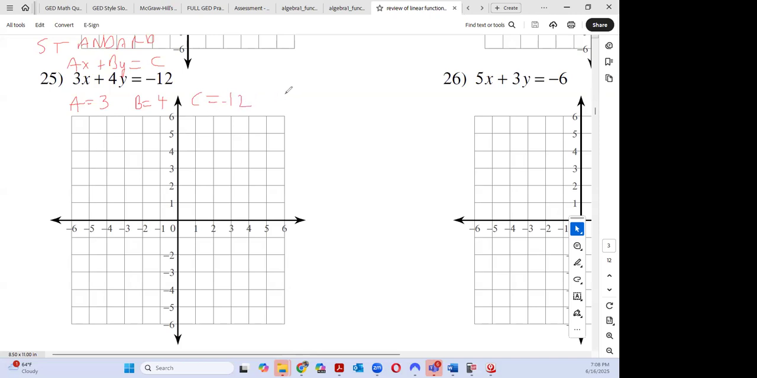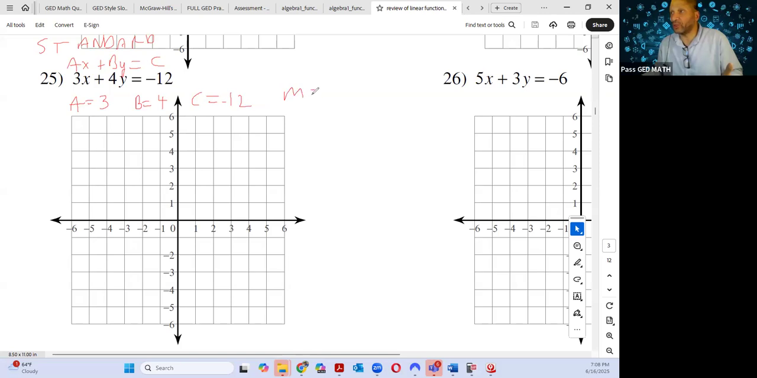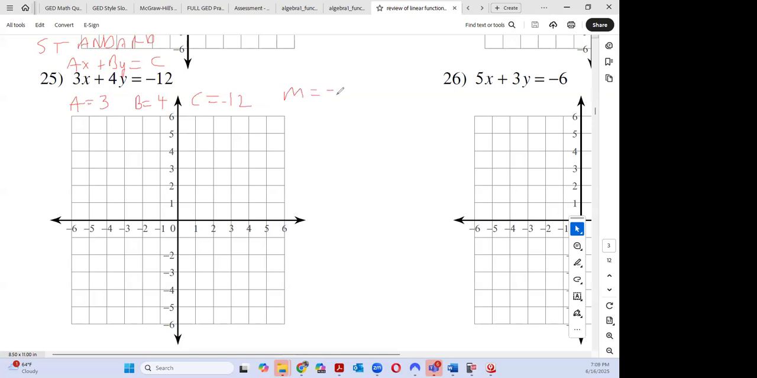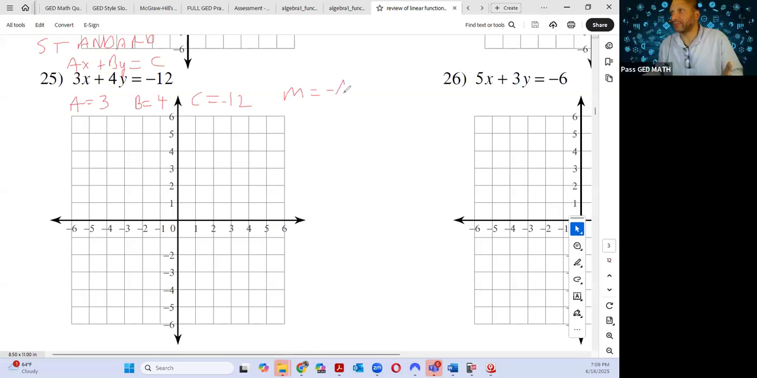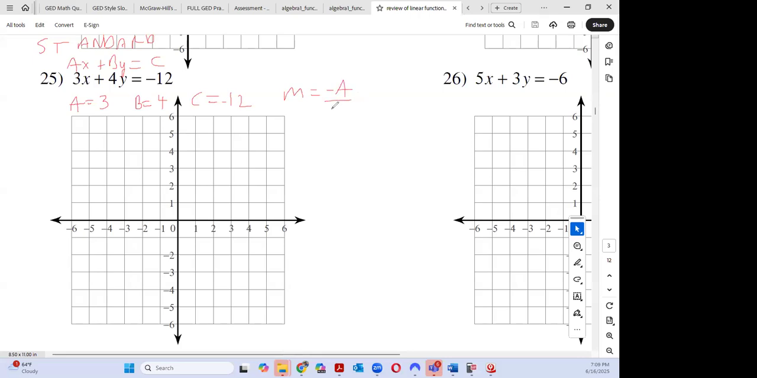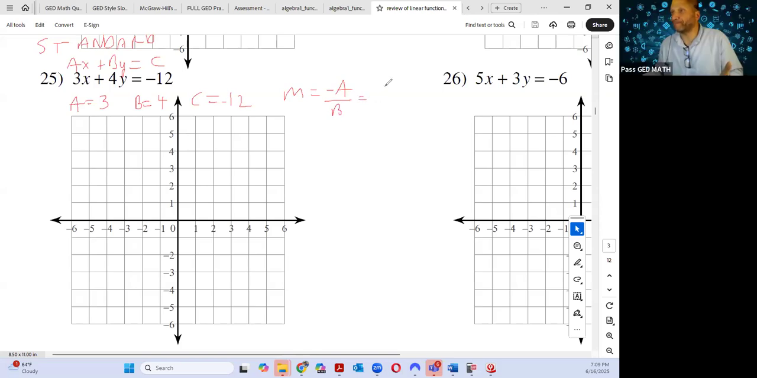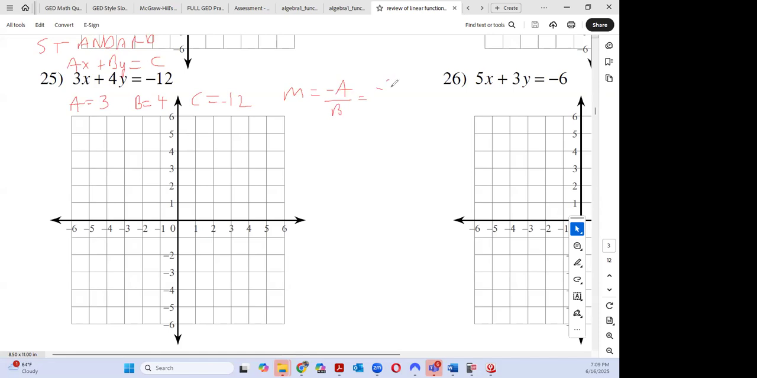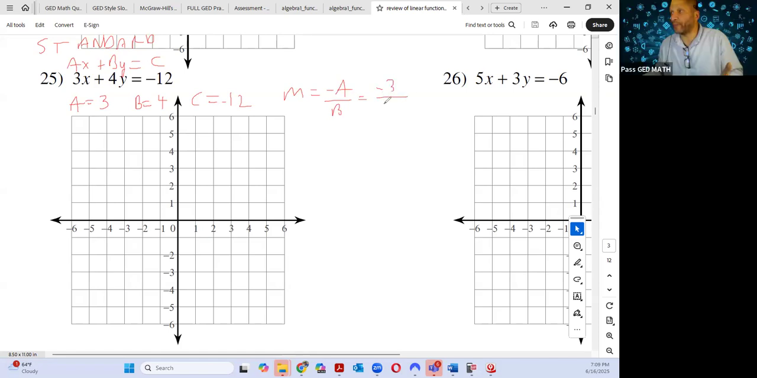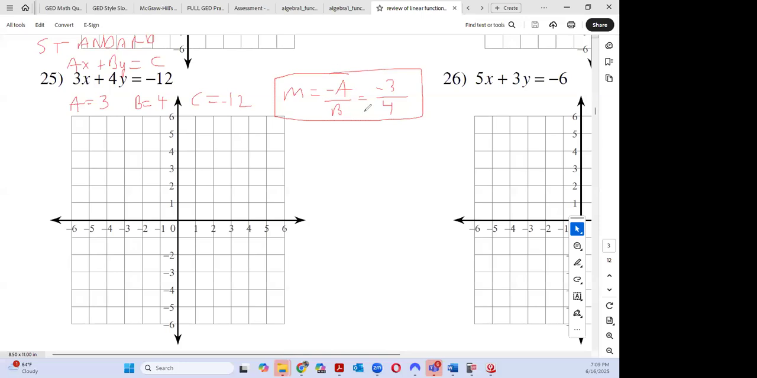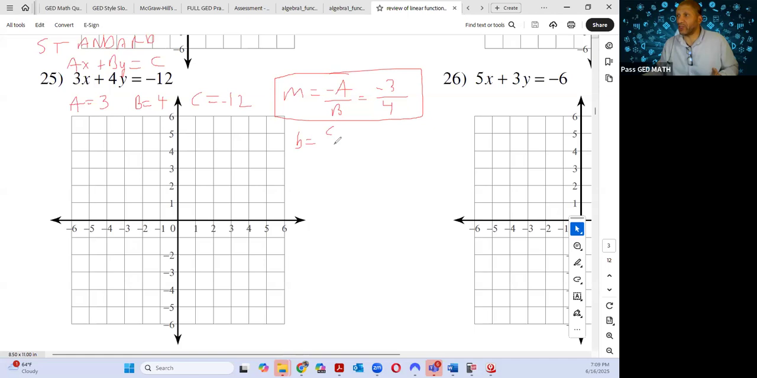The easy way that I told you to find the slope is to do what? Not A over B. Negative A over B. If A is 3, what's negative A? -3. My B is what? 4. My slope of this line is what? -3/4.